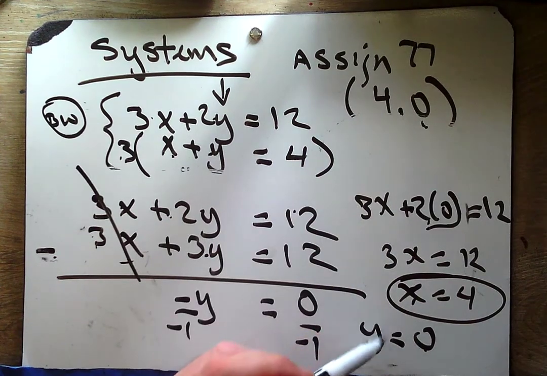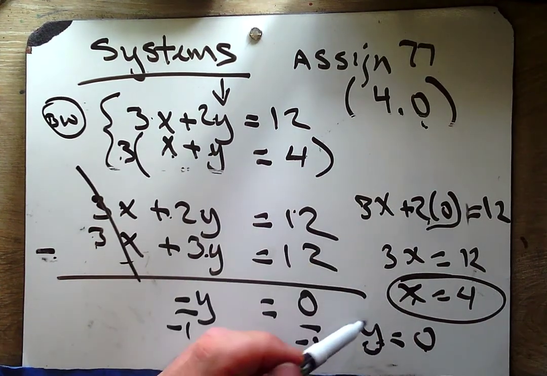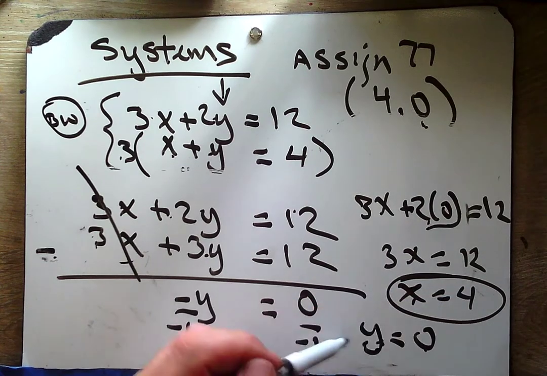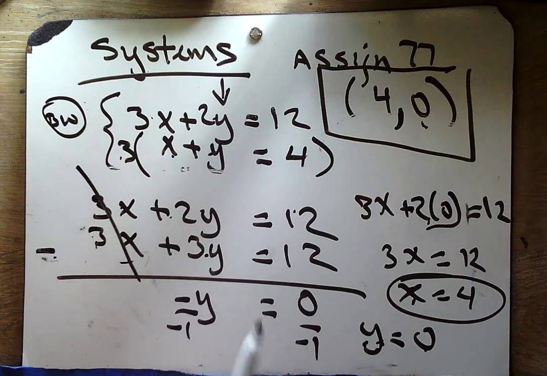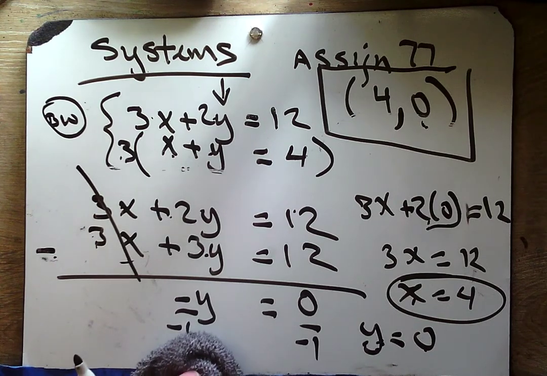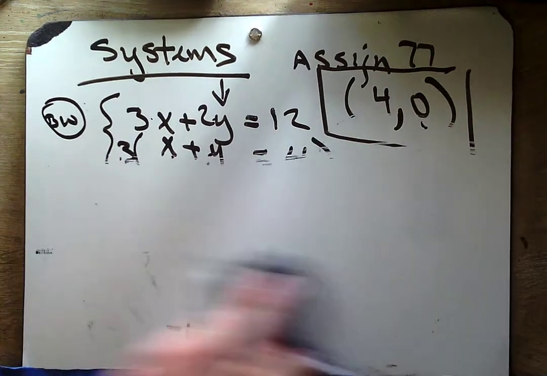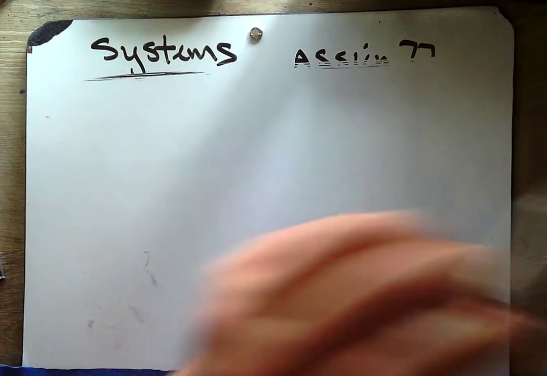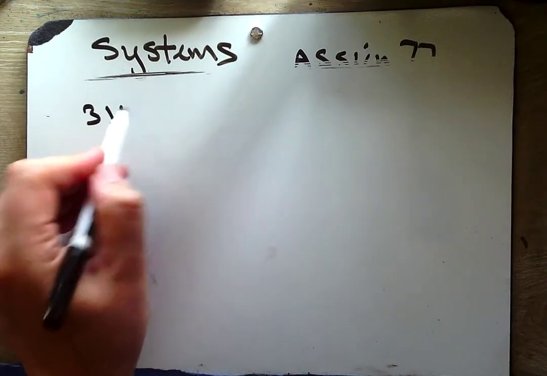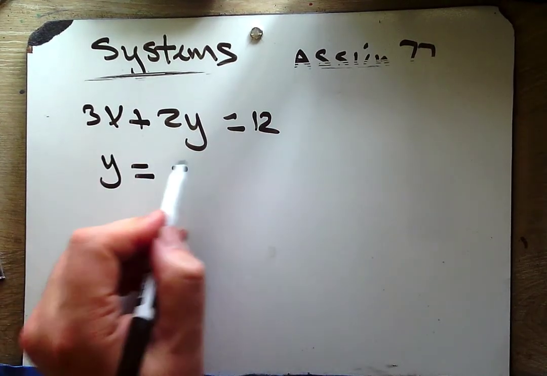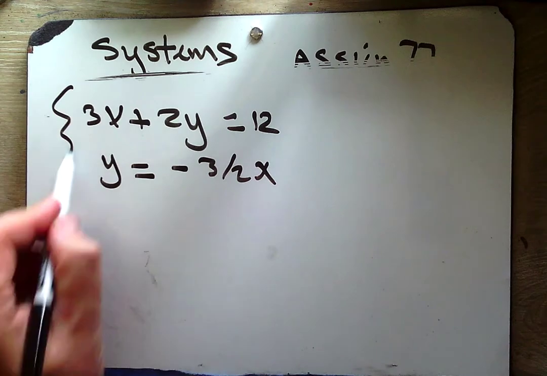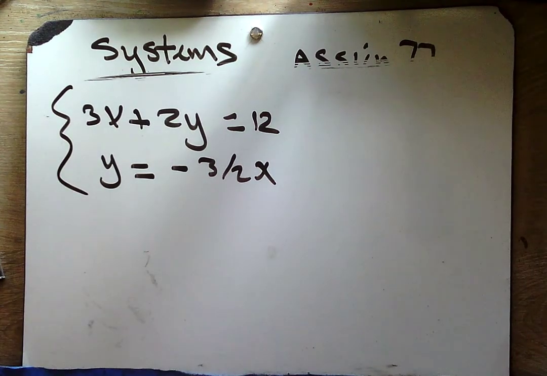Yay! So I also get 4 and 0, but again, don't list your answer as x equals this and y equals this. Please give me your answer as an ordered pair. Otherwise, I'll mark it not sufficient. Not because it's wrong, but because it's not what I'm asking for. All right, so there's one. How about this one? 3x plus 2y equals 12, and y equals negative 3/2 x. Will you please solve that system?